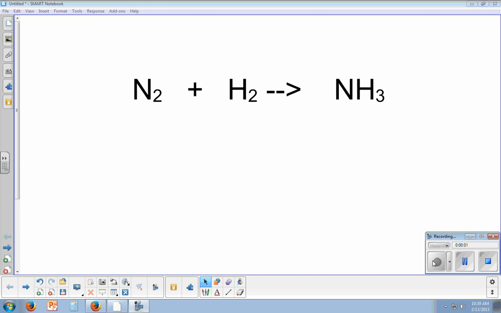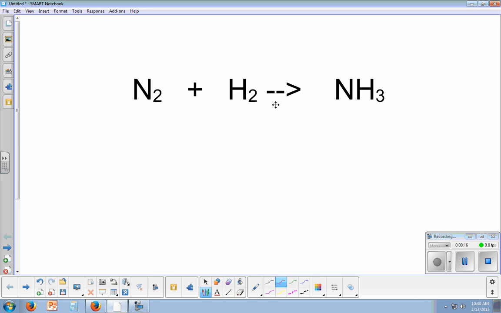All right, guys, this is the first time I'm trying this, so let's see how it goes. We're going to learn how to balance equations. So on your worksheet, this is number 1 on the page that says 58, and we're going to go through how to balance.